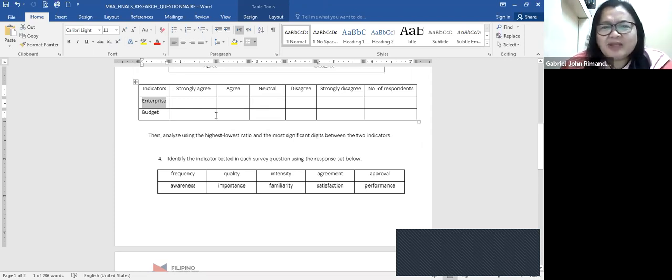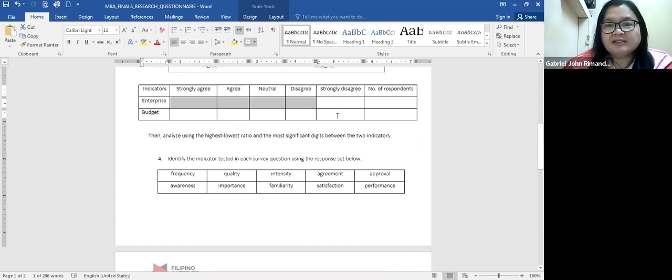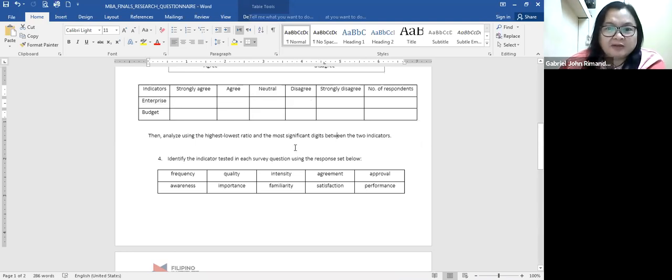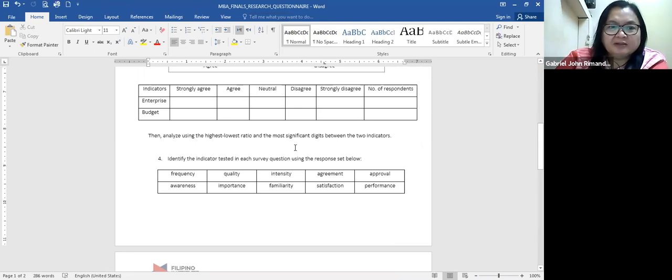When it comes to budget, let's say, what is the most significant digit or what is the least significant digit. So you have to specify the importance, the relevance of the indicators plus the responses stated by your respondents. Okay? So you can write your answer below here. Of course, the pages will move.